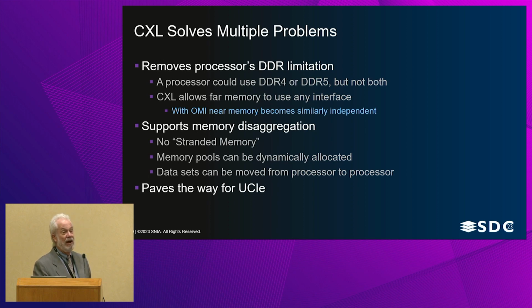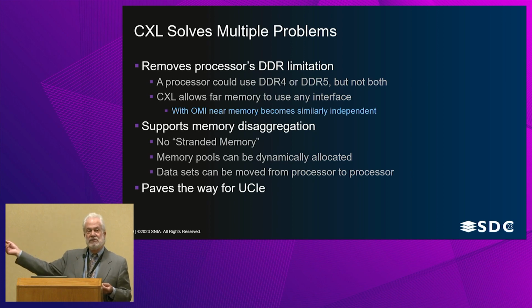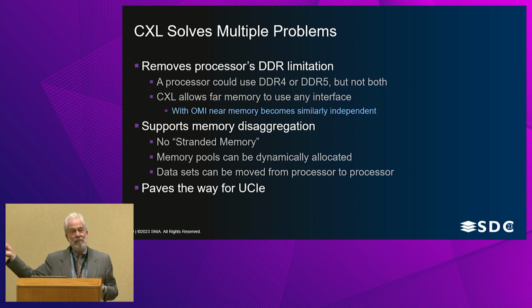And OMI is a faster version of CXL that is used for near memory that allows the same kind of thing. I'm not going to talk much about OMI here, but if you'd like to talk with me about it later, I'll be over in the persistent memory lab in Salon 8, and I'll take any questions there.